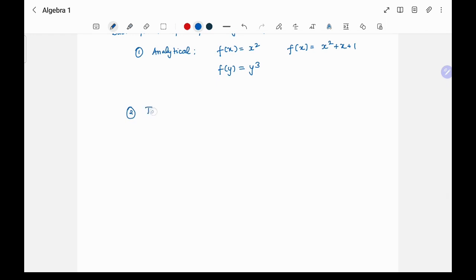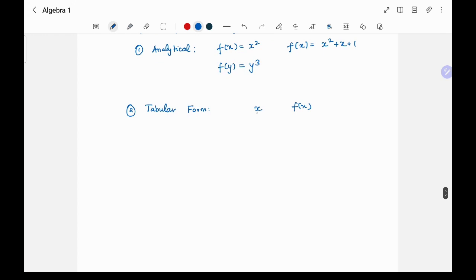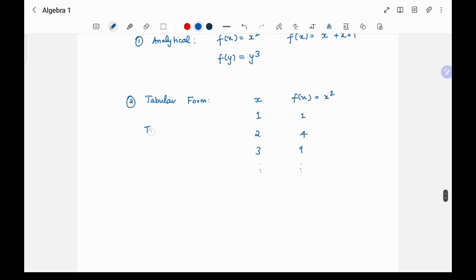The second method is tabular form. In tabular form, for some of the values of x we give the values of f of x. So for x square itself, for 1 we have 1, for 2 we have 4, for 3 we have 9 and so on. For this you also have the tables for trigonometry, right? Trigonometry and logarithmic tables. So these are examples of tabular forms.